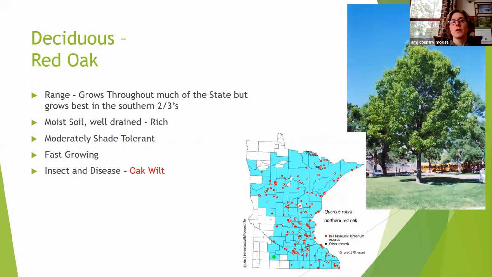Red oak grows throughout much of the state, but it does grow best in the southern two-thirds. We have red oak in the northern part of the state, but it doesn't do as well because of the cold winters. They're usually much smaller and have plenty of frost cracks in them. They like moist soils that are well drained. They're moderately shade tolerant. They're faster growing than their bur oak sisters. And one of the big drawbacks is that they're very susceptible to oak wilt, which we have in southern Minnesota, and it is slowly creeping northwards. So that's a concern. You want to make sure you know the symptoms of what oak wilt looks like so that you can take action to try to stop the spread of that.